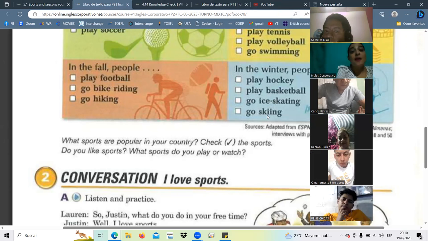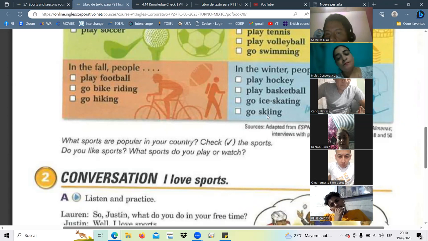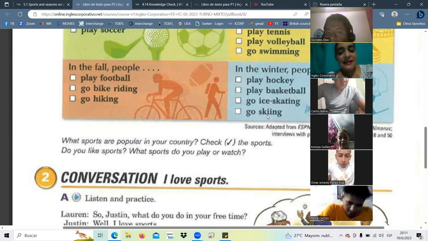What else? Bueno, ahí no sale, pero basketball. Basketball is popular here in El Salvador. Okay. What else? Go bike riding. Bike riding. Right. Riding. Go bike riding. Soccer beach. Soccer. Yes, Kenny.